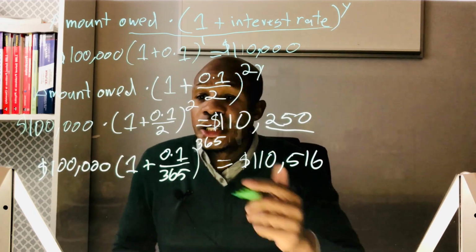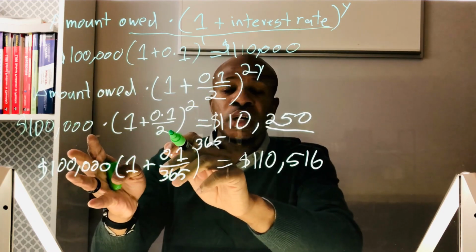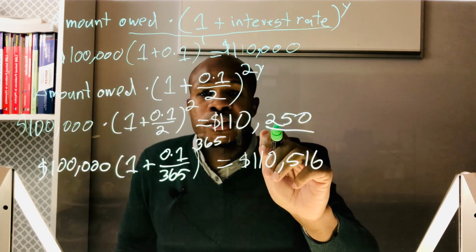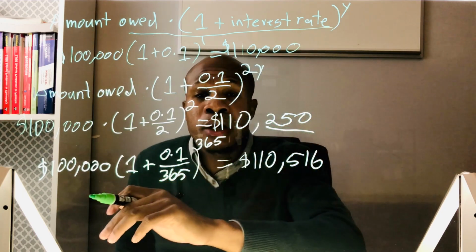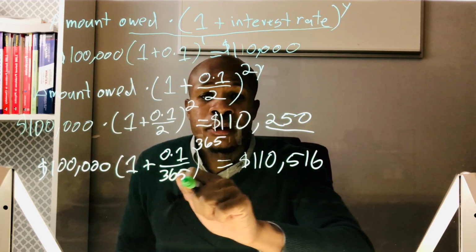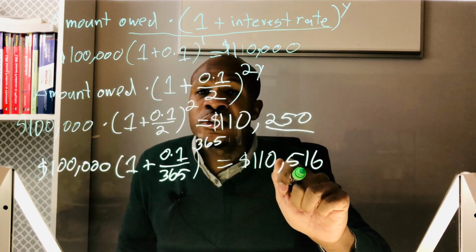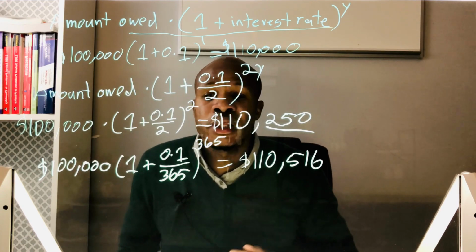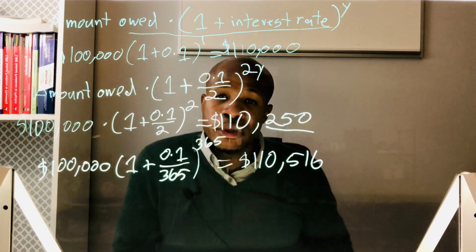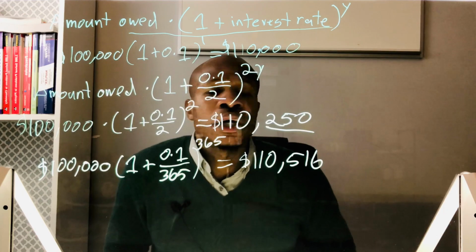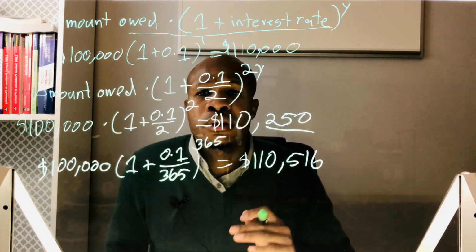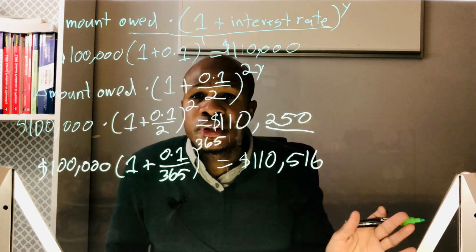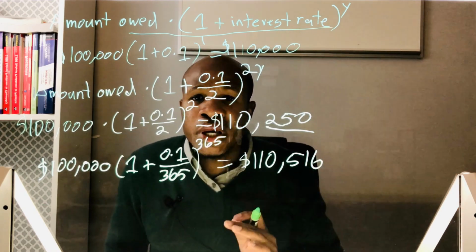See that? So if interest is compounded twice a year, you end up owing an extra $250. If it's compounded every day for the year, you end up owing an extra $516. You see how that works? Now, here's a bonus tip for you guys. What if a company just decides that, well, you know what? I'm going to be compounding interest at all times. Continuous interest compounded. What would that look like?